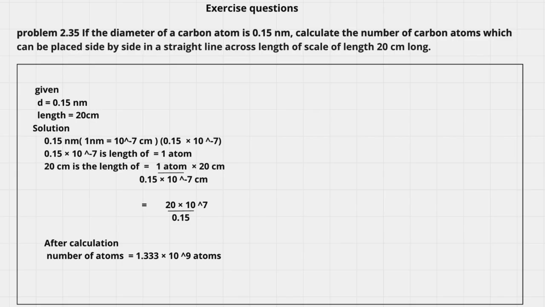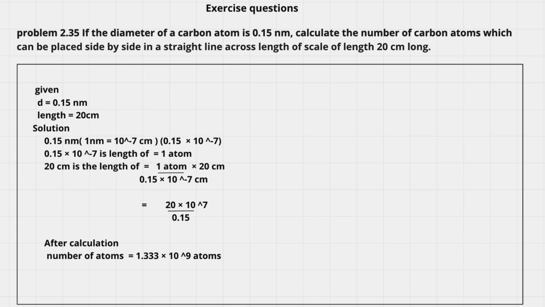Problem 2.35. If the diameter of a carbon atom is 0.15 nanometers, calculate the number of carbon atoms which can be placed side by side in a straight line across the length of a scale 20 centimeters long. Given: diameter equals 0.15 nanometer, length equals 20 centimeter.